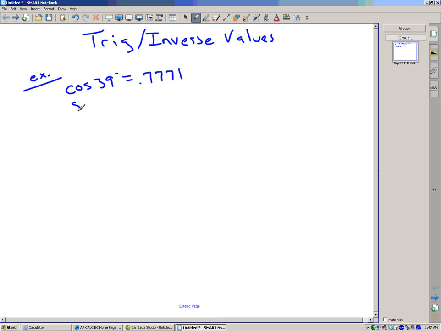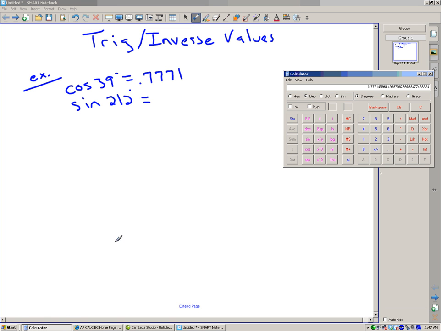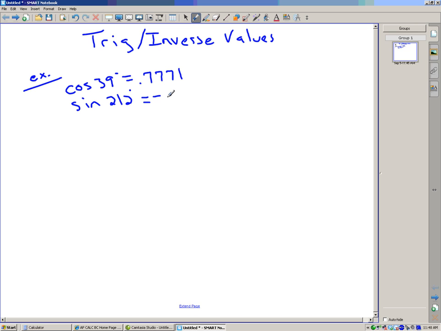Let's do another one. Let's do the sine of 212 degrees. So on your calculator, you just hit sine and 212 and hit enter. I have to do mine a little differently, and I want to talk about this for a second. You should have gotten negative 0.5299. Now, why is this answer negative? Negative 0.5299. Do you know why this was a negative sign instead of a positive?